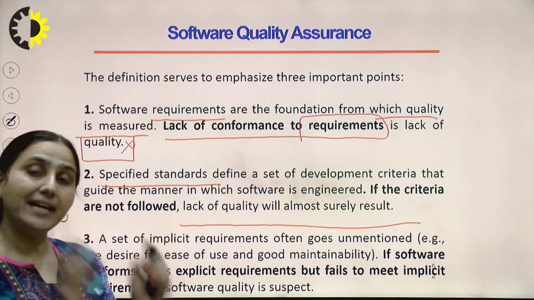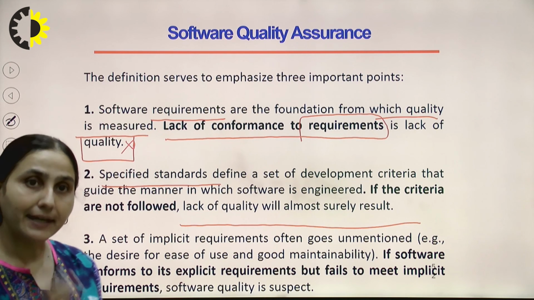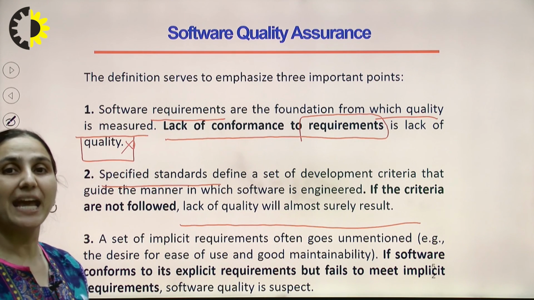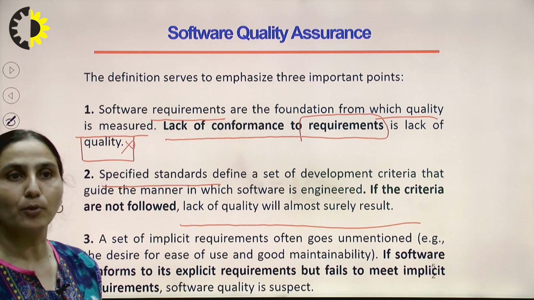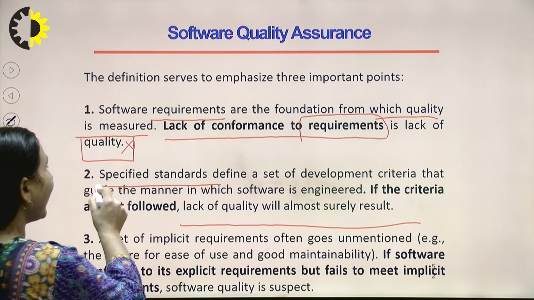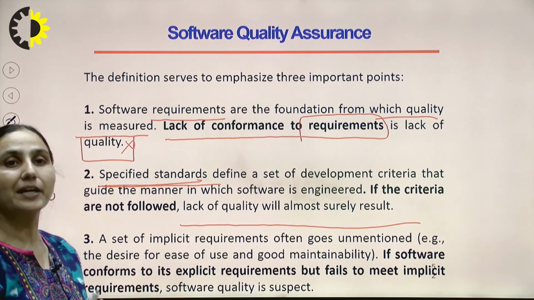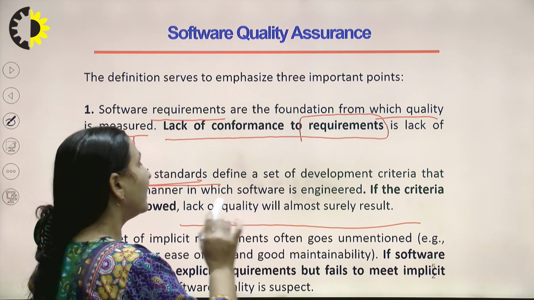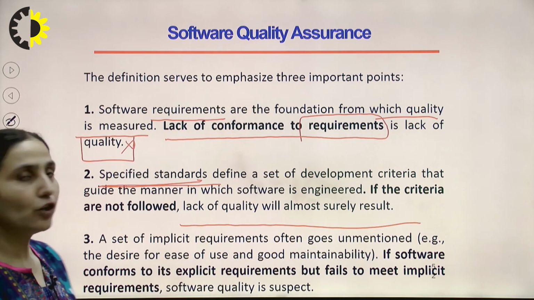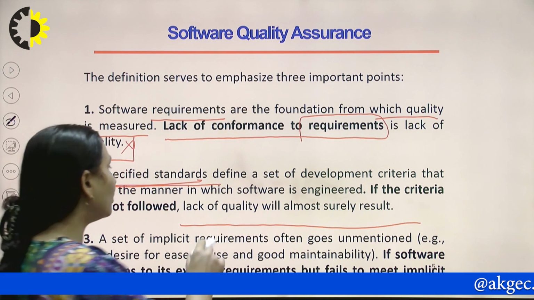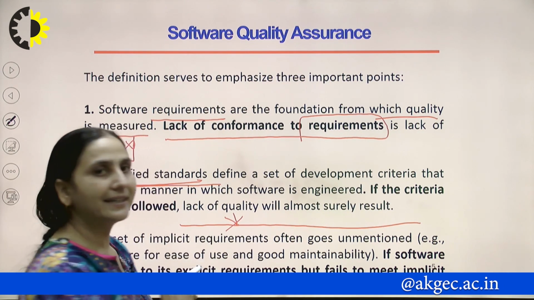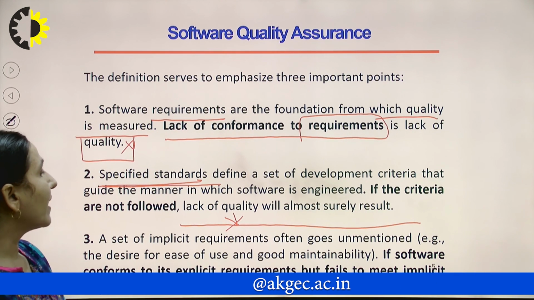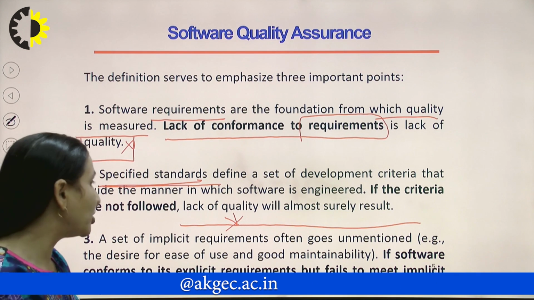Okay. So it is again one of the important ways with the help of which we will be able to achieve a qualitative product, right? So specific standards need to be properly followed. If they are not followed, again, it is going to affect the quality of the software. The quality of the software will be degraded. That we don't want.